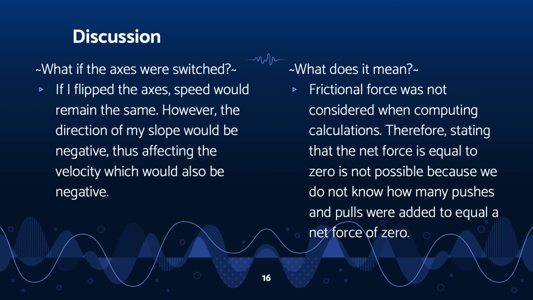Now, what if the x and y axes were switched? All this would mean is that my slope and velocity would be negative, speed would remain the same. And this just means that frictional force was not considered, so to say that the net force is equal to 0 isn't possible because we don't know how many pushes and pulls were actually added to get that net force of 0.